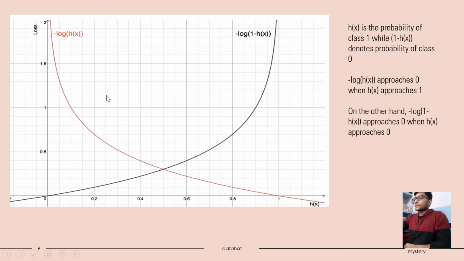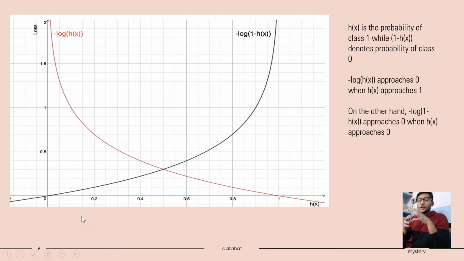So you see, when your actual value is 1, or when your logistic regression model outputs the probability as 1, minus log of hx becomes 0. It approaches 0 when your probability for the positive class increases, whereas minus log of 1 minus hx reaches 0 when the probability of the positive class becomes minimum.